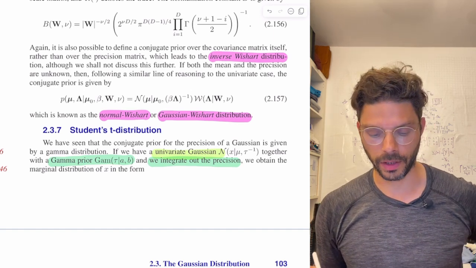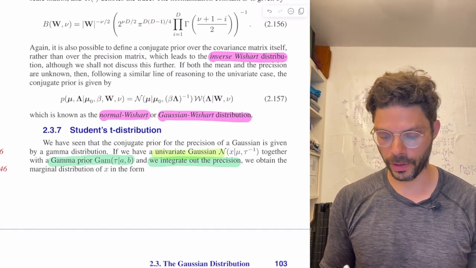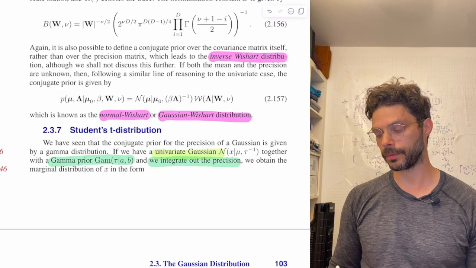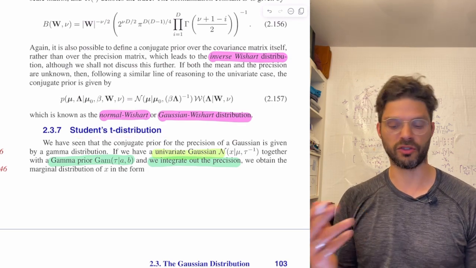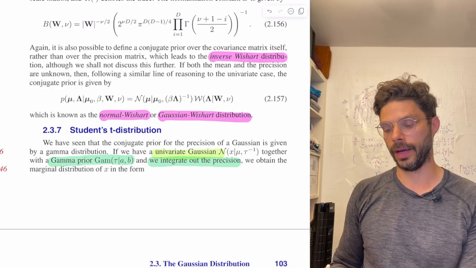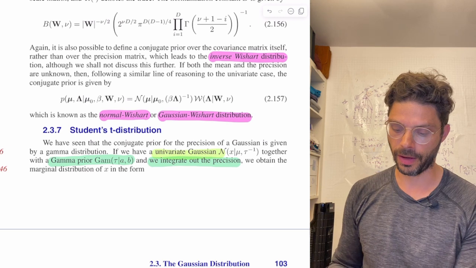Hi everyone, so here we are at section 2.3.7 talking about Student's t-distribution. Now Bishop is going to introduce this distribution in a really interesting way that I hadn't seen before, so we'll be going through it together, both of us for the first time.